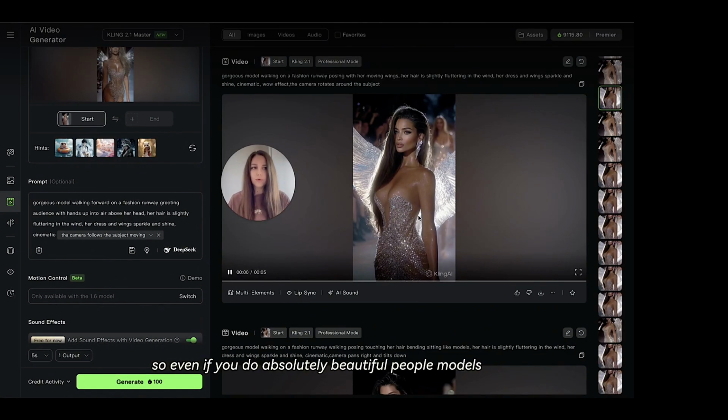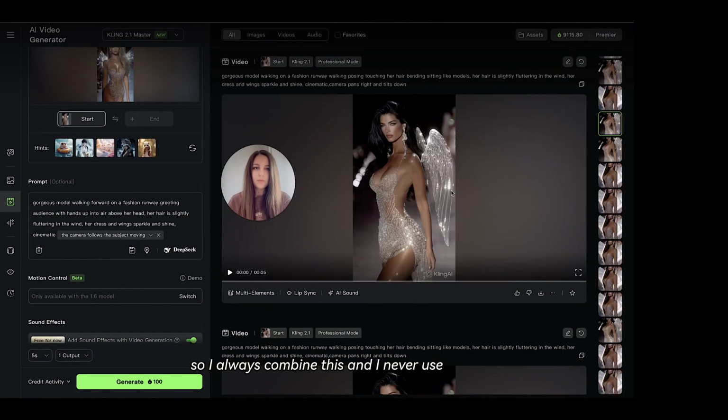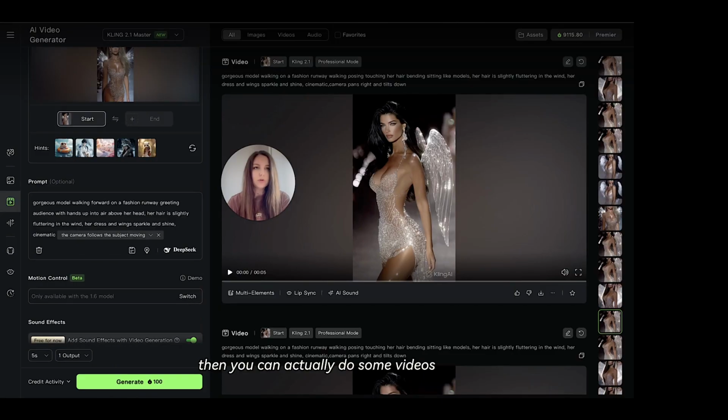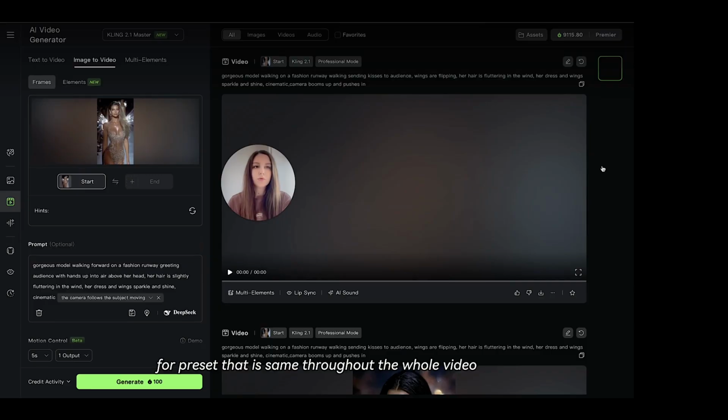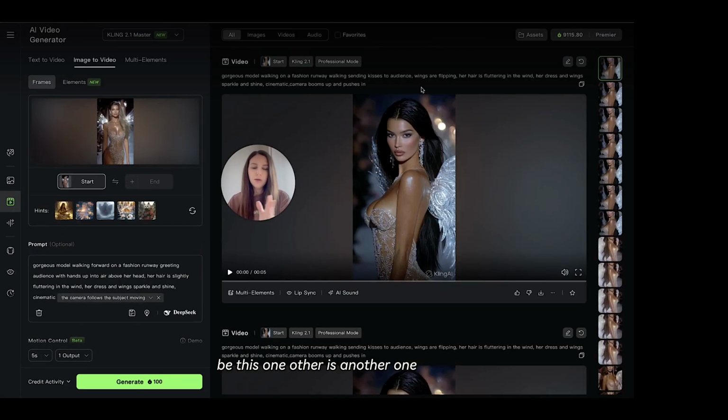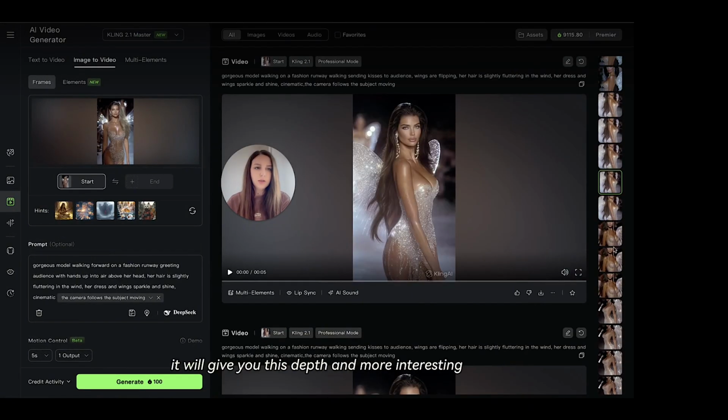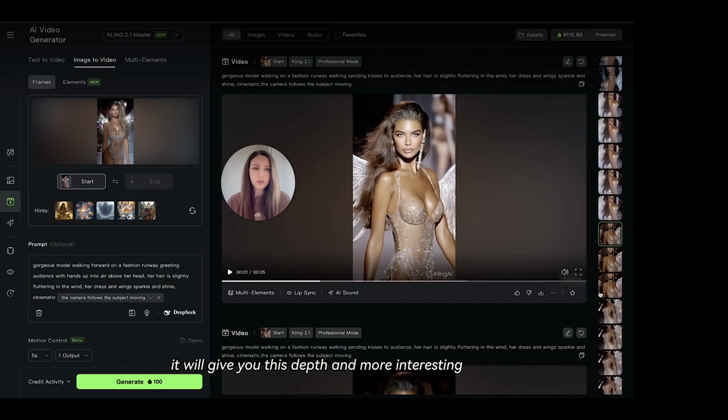Even if you do absolutely beautiful people, models, you still need to understand that it should be very interesting for a person to watch. So I always combine this, and I use it only when it makes sense, in the sense of what I want to say. If I just want to emphasize some runway moving, then you can actually do videos with a preset that is the same throughout the whole video, but my recommendation would be just to combine them. Firstly, it should be this one, then another one. It will give you this depth and a more interesting look.